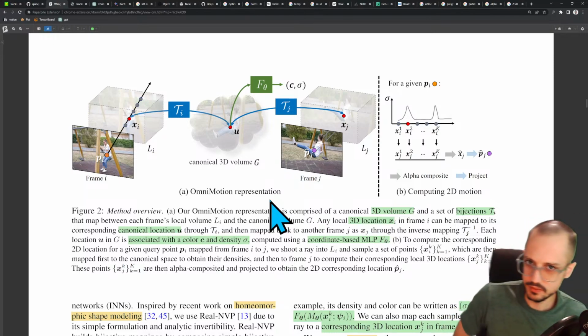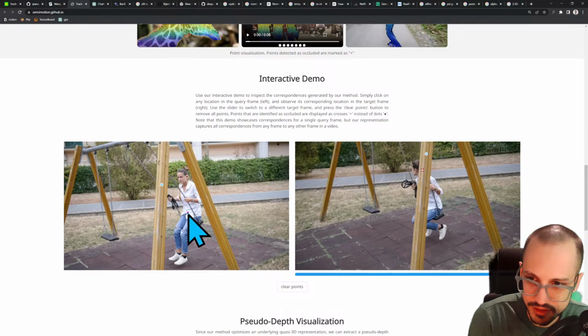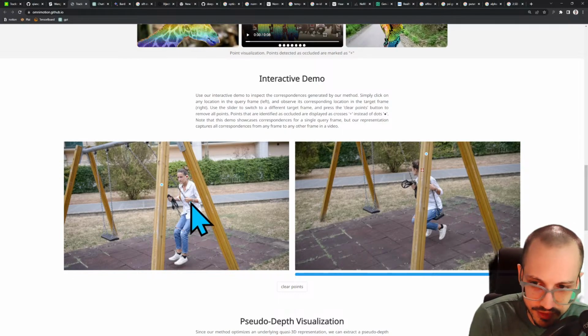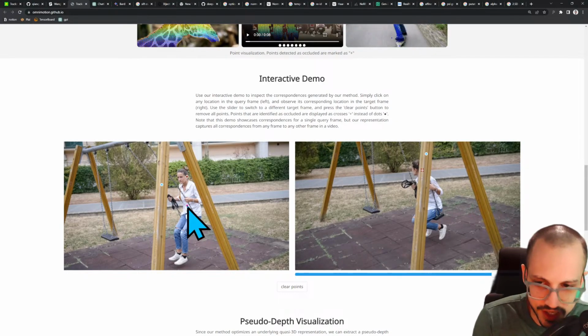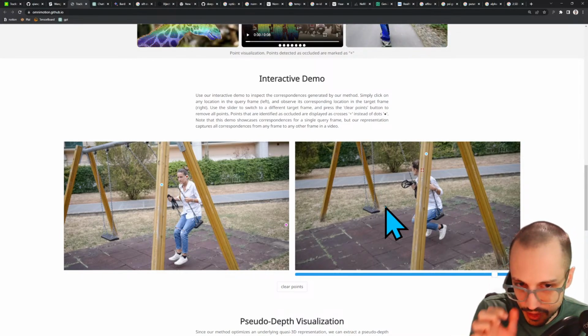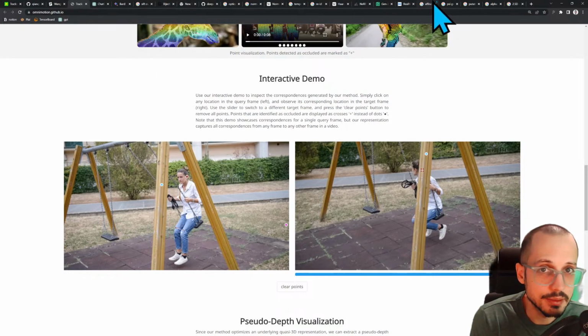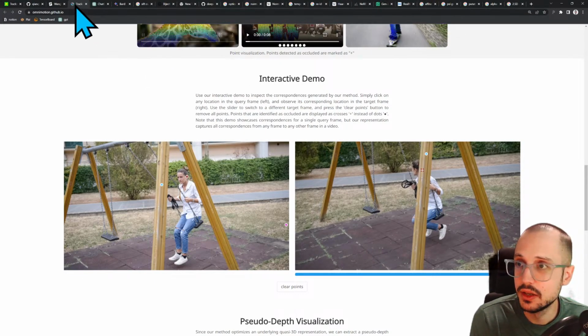right? Let's say this person had some kind of yellow t-shirt underneath this, and as she passes through this beam, she removes it and now has a yellow t-shirt. It would completely mess up all the correspondences. So, something to note there as well.